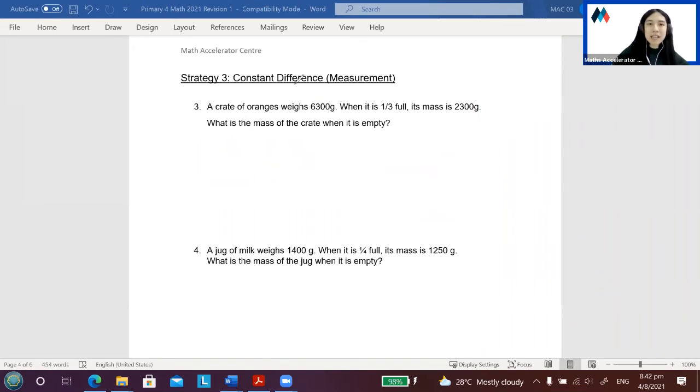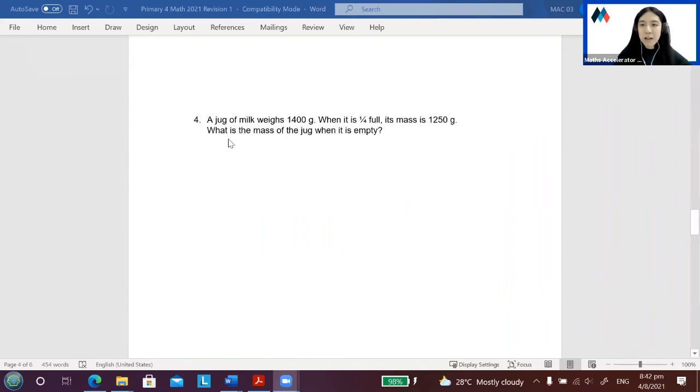That's the right answer. So again, I will draw the model for you because, well, it shouldn't be there, right? So here, the jug of milk weighs 1,400. Yes, Manaja, that's the right answer. So a jug of milk weighs 1,400 grams. When it is 1/4 full, its mass is 1,250 grams. So again, when you have this kind of thing, you see the constant object.